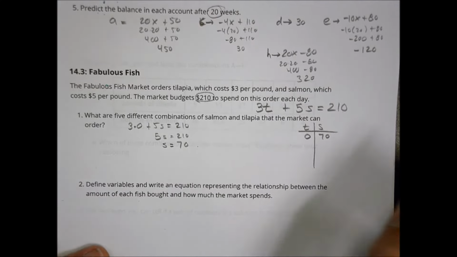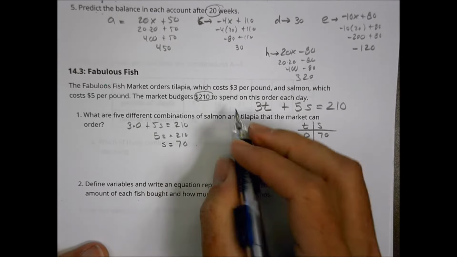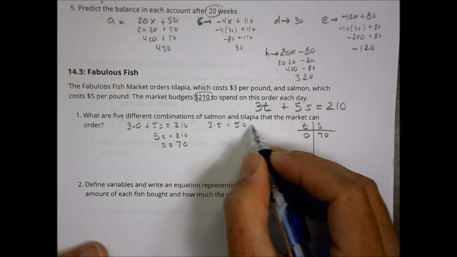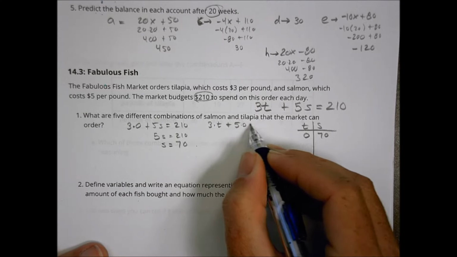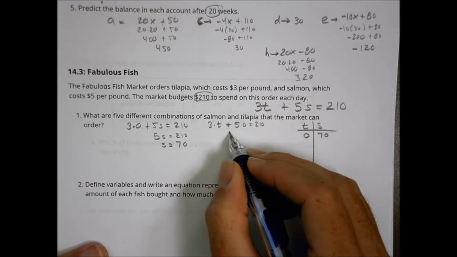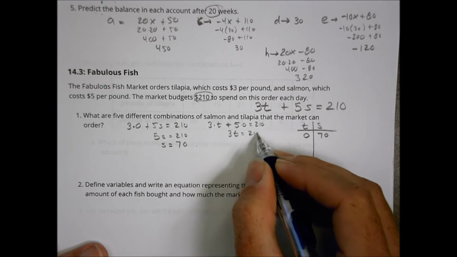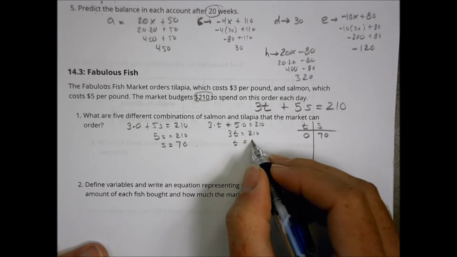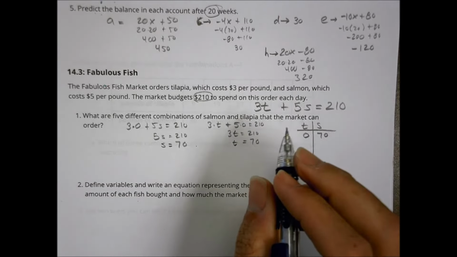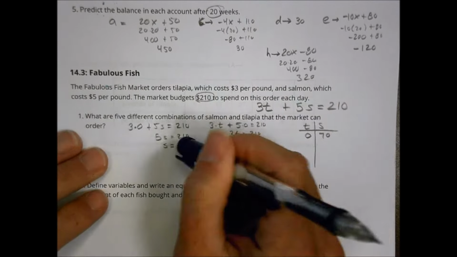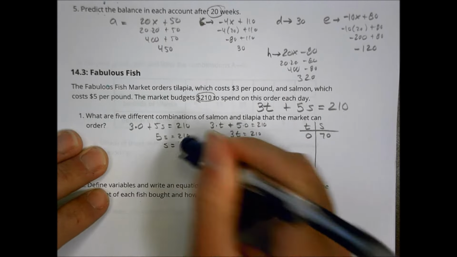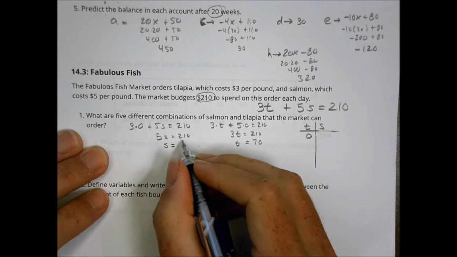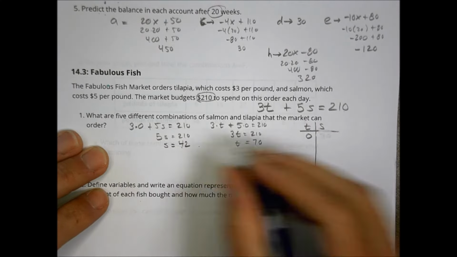That's an option. I could also go the other way, and we could do 3 times the tilapia plus 5 times 0 equals 210. In this case here, I'm left with 3t equals 210. So tilapia would equal 70. I think I did something a little off there. Yeah, I did. Sorry, back it up here. Looked at my wrong little sheet of paper. Let's back that up. 210 divided by 5 is 42. Sorry.